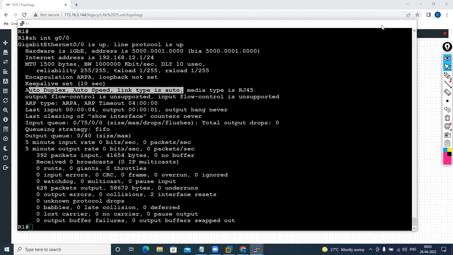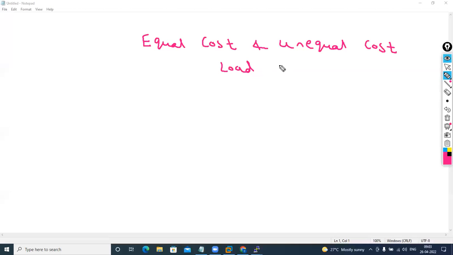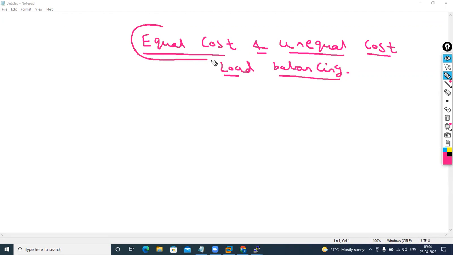Done? Now we'll talk about equal cost and unequal cost load balancing. So by default, EIGRP supports equal cost.